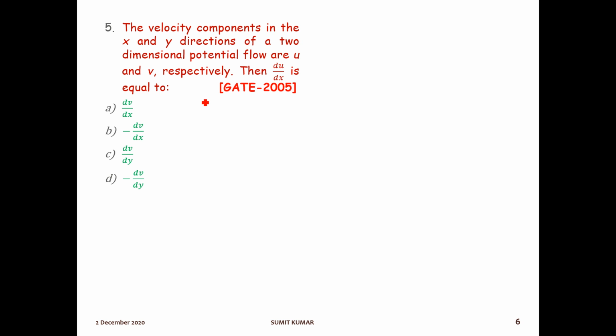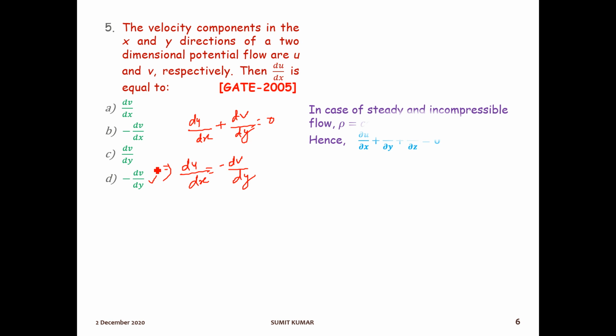Here the velocity components in the x and y directions of a two-dimensional potential flow are u and v respectively. So the equation of continuity is ∂u/∂x plus ∂v/∂y equal to 0 for potential flow. So we can write ∂u/∂x is minus ∂v/∂y, simple. Option D is the right answer. In case of steady and incompressible flow, the equation becomes this one for two-dimensional flow. So option D is the right answer.